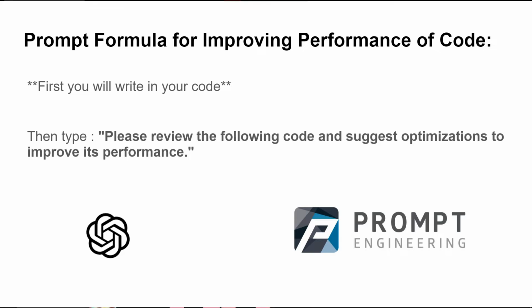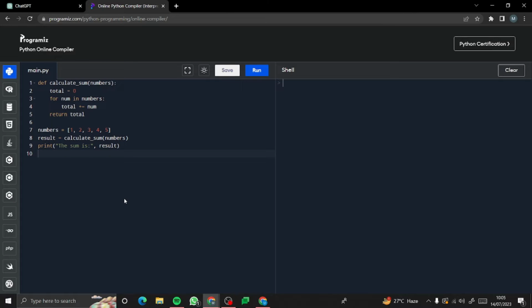So for the optimization of your code, this would be the prompt formula that you can use in your ChatGPT, which is, first of all, you're going to write in your code, and after a few spaces, you're going to prompt ChatGPT to please review the following code and suggest optimizations to improve its performance. So without further ado, let's demonstrate it with the help of a lab. Alright, so here I am with the Python code of a simple formula of adding two numbers.